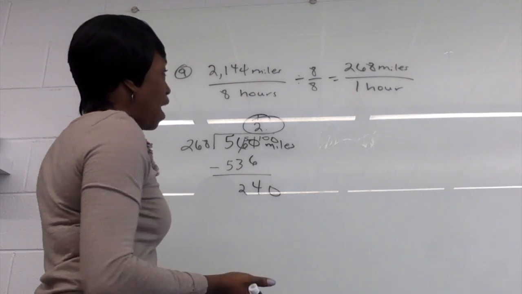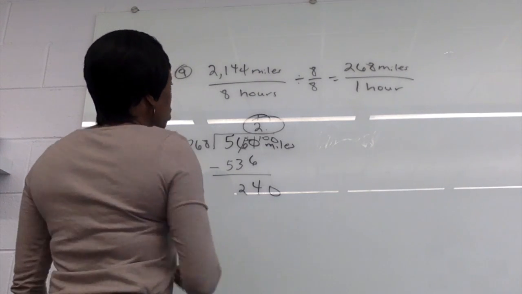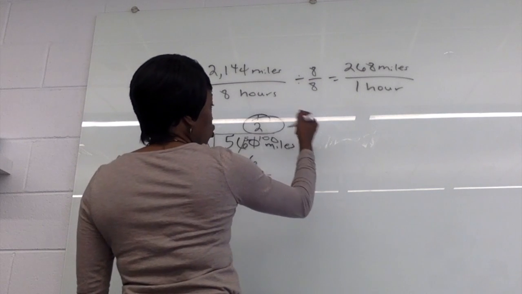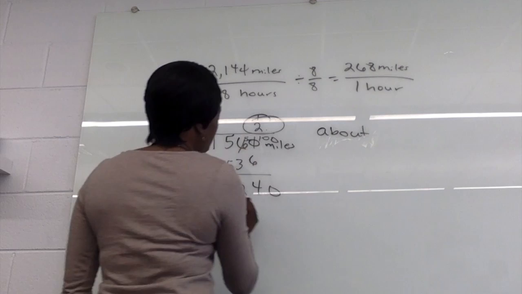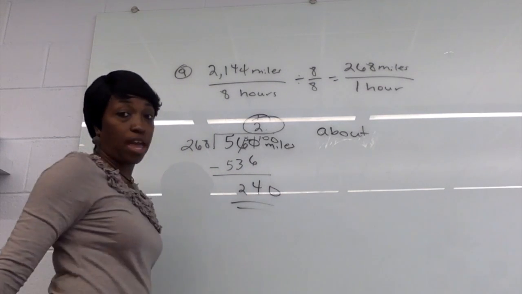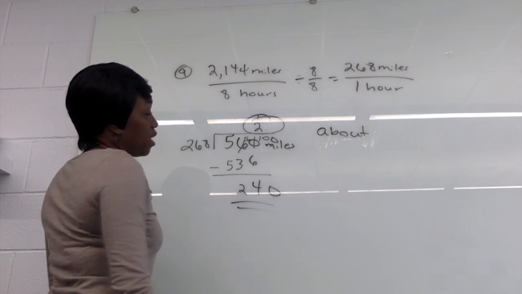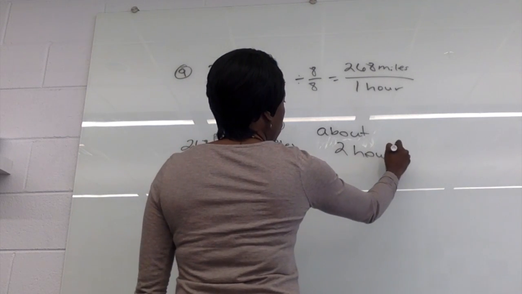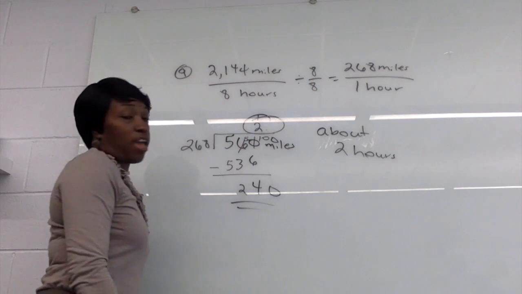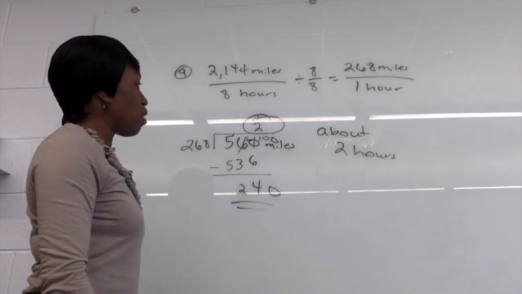Because they're just asking me how long will it take me. So on this problem, we're going to say about 2 hours, because we do have a remainder here, but we cannot use that remainder, okay? So we're going to say about 2 hours. We're not going to write it as a remainder. So that's going to be our answer for the second part, about 2 hours.